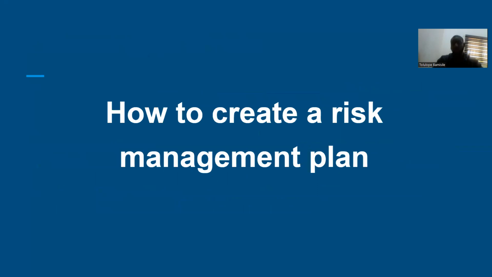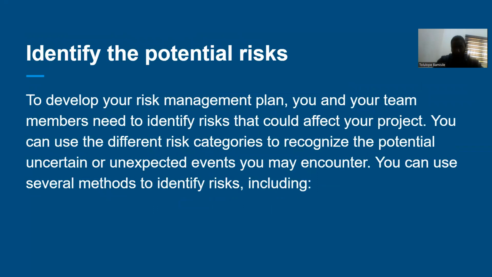Then, how to create a risk management plan. Identify the potential risks. To develop your risk management plan, you and your team members need to identify the risks that could affect your project. Identify them first. Now, what can affect this project? What can make it go bad? What can make it go well? What can limit it from reaching your goal? Then you can use these different risk categories to recognize the potential unexpected events you may encounter.